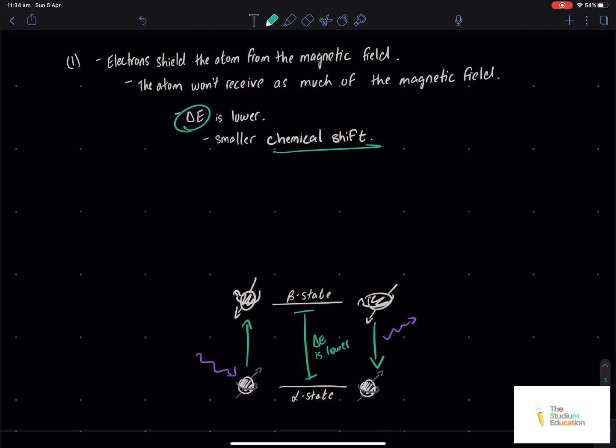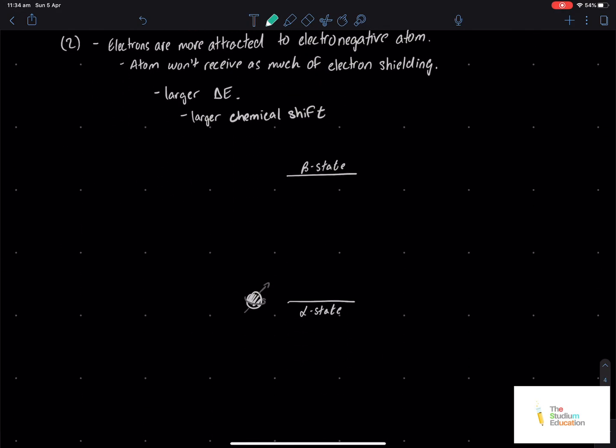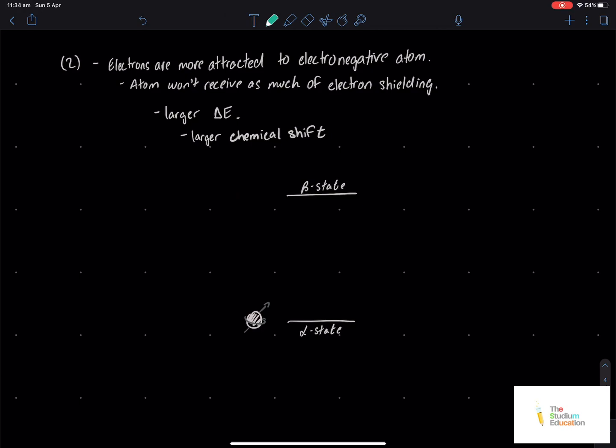It will release this energy, and this energy will be detected by the nuclear magnetic resonance machine. So, due to the electron shielding, the atom won't receive much of the magnetic field. Therefore, the change in energy, this energy state right here, is lower than what we had before. I'm going to pose this question: what would happen if the atom is right next to an electronegative atom? What would actually happen then? Well, the change in energy would be much, much larger.